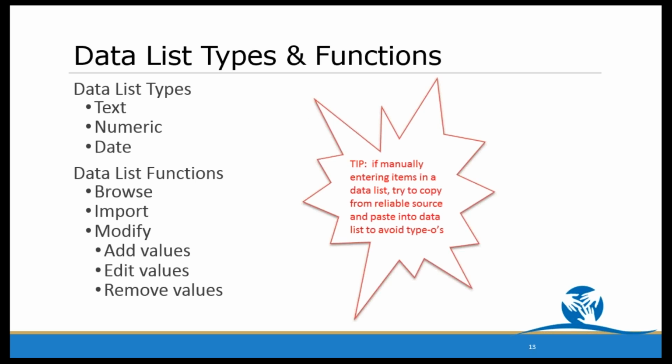So we're going to talk about data list types and functions. So data list types, there's text, numeric, date. And data list functions are browse, import, modify, add values, edit values, and remove values. So our tip of the day for the data list types, if you're manually entering items in a data list, try to copy from a reliable source and paste the data list to avoid typos.